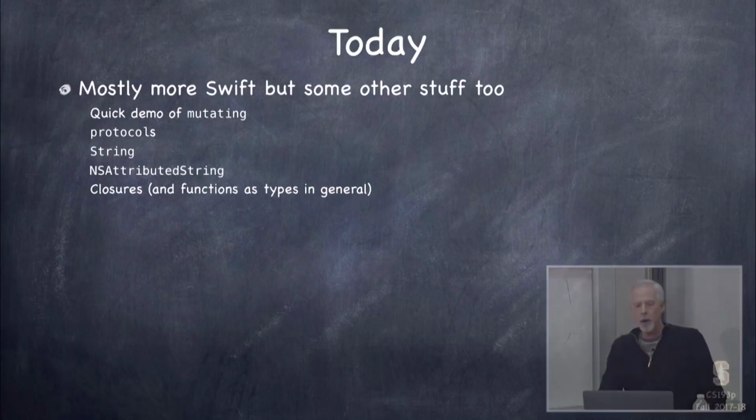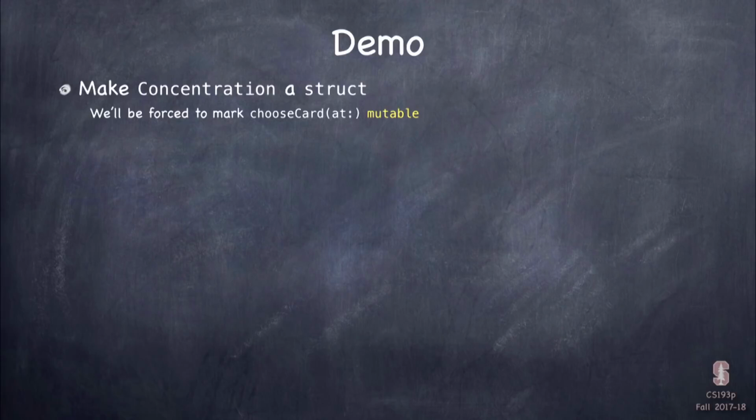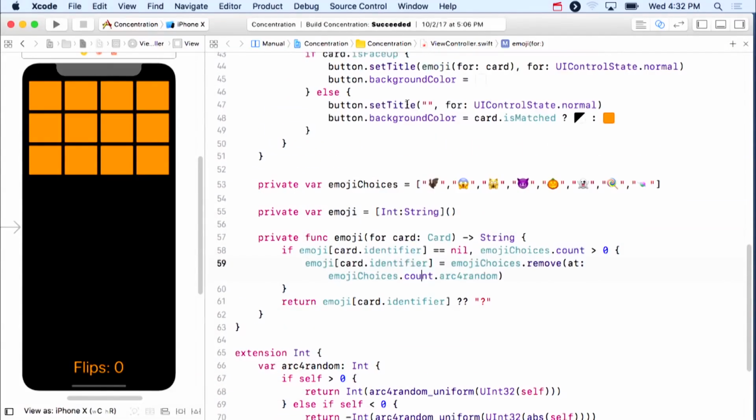Remember, we were talking at the time about making things a struct, and that it's a little different than a class because of that copy on write. Swift needs to know when a function might actually modify the thing so that it knows to actually make a real copy. So let's go back here to our app, Concentration, where we were.